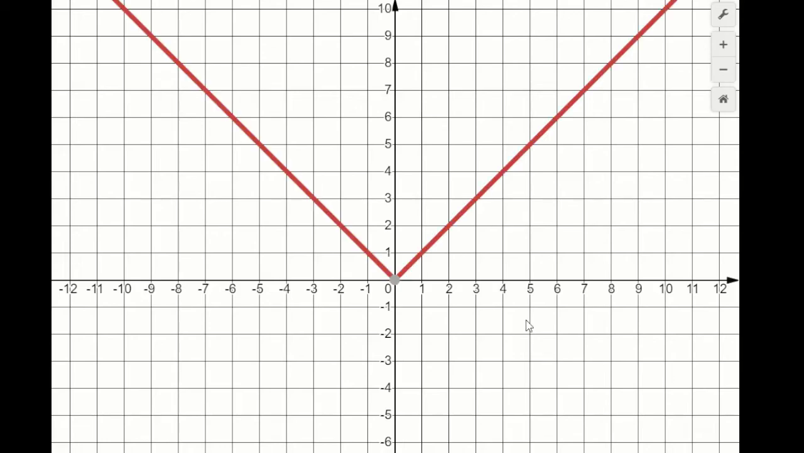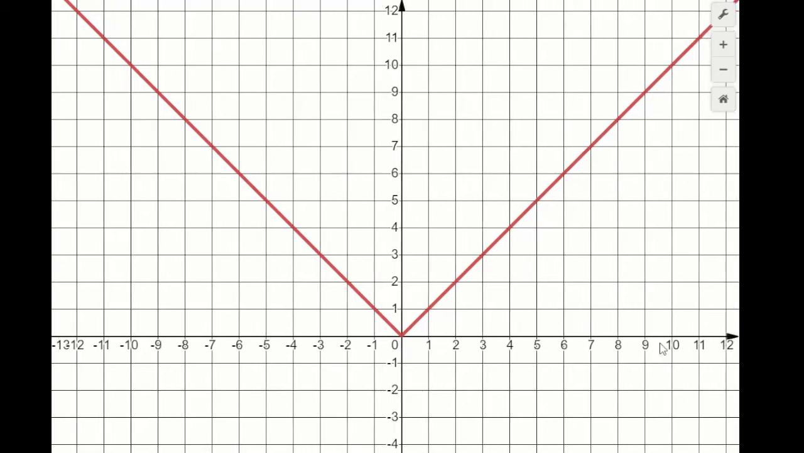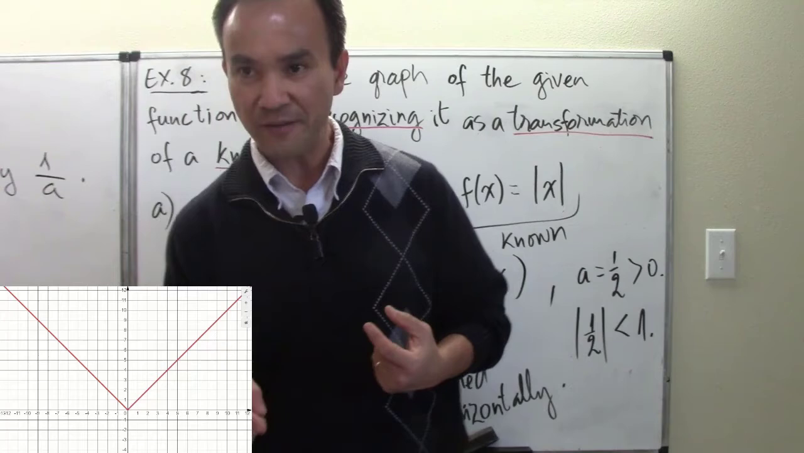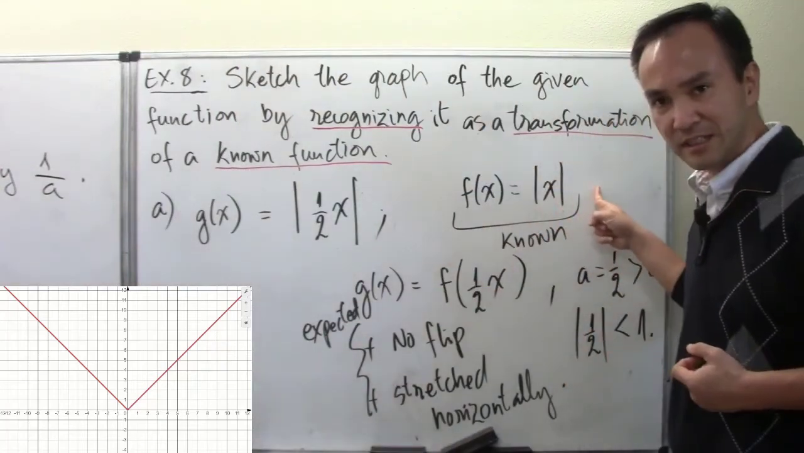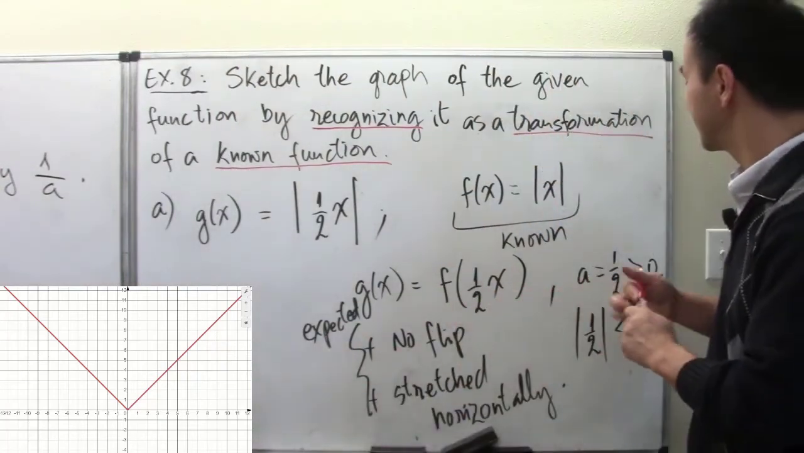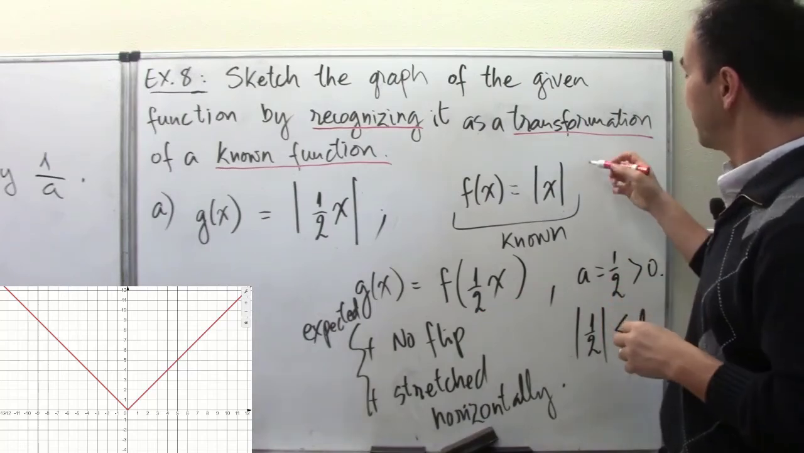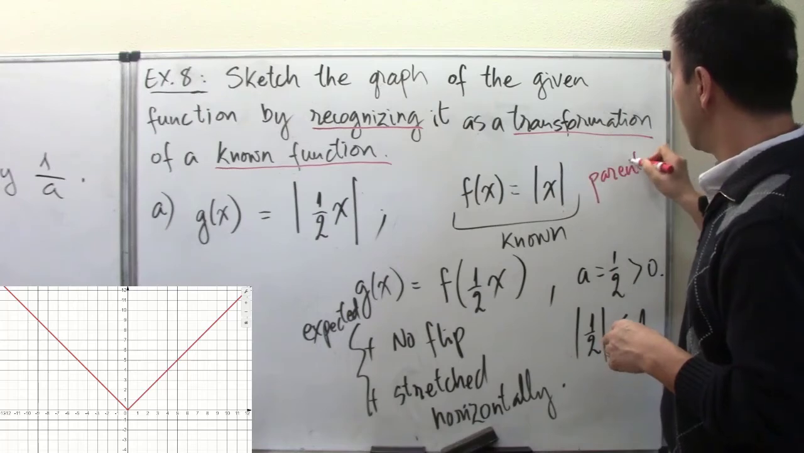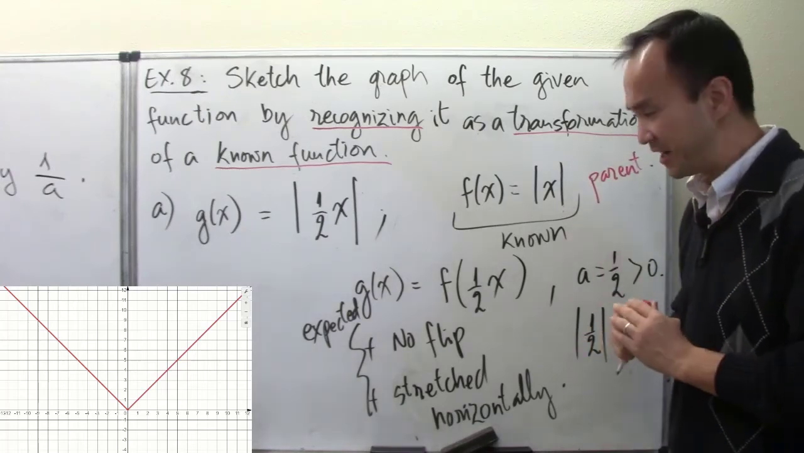All right, so here it is. This is the parent function, and the reason I said it's a known function is because we have seen it before. So this graph right here is the graph for this parent function, in red ink. This one right here is the parent function. It has that graph as seen here.